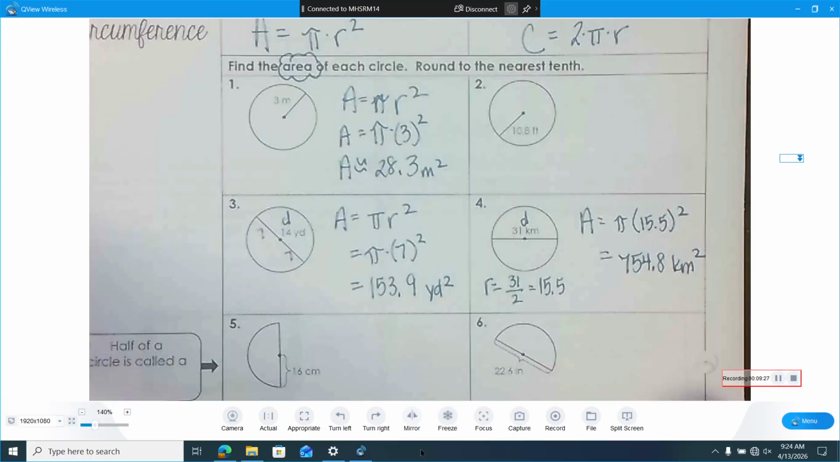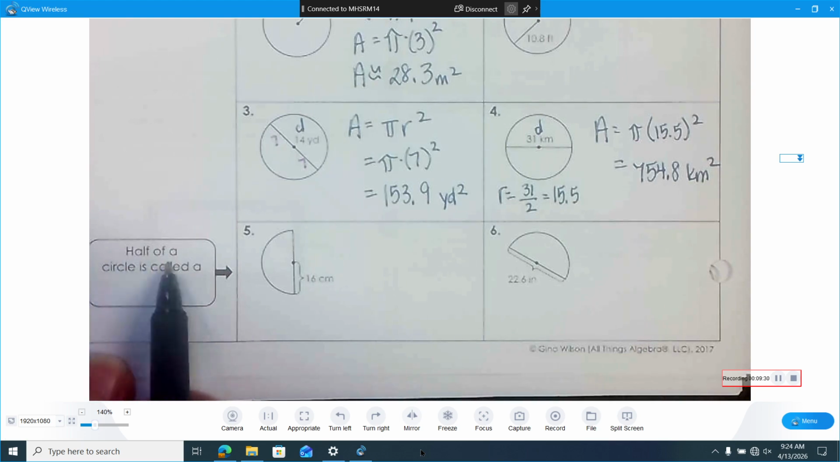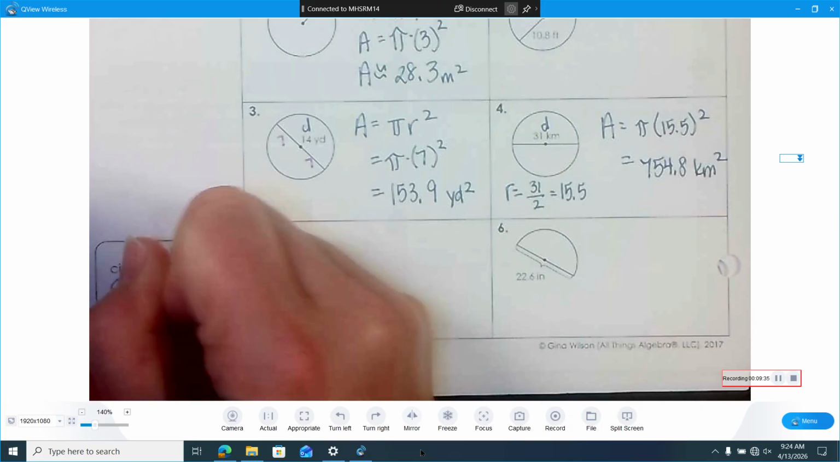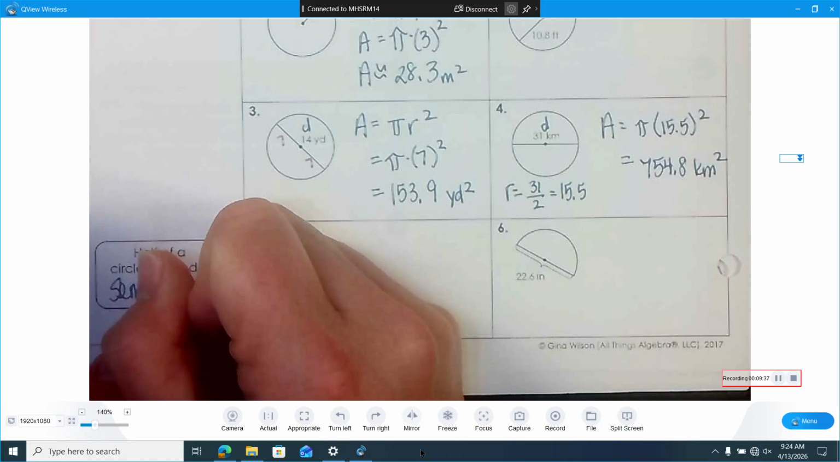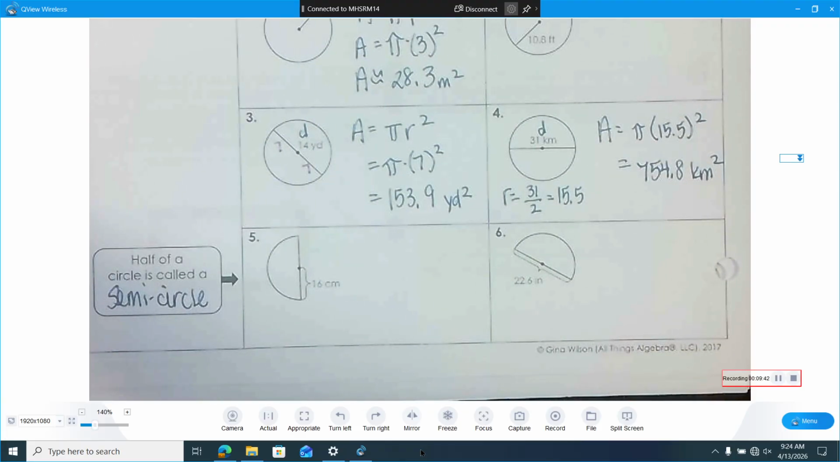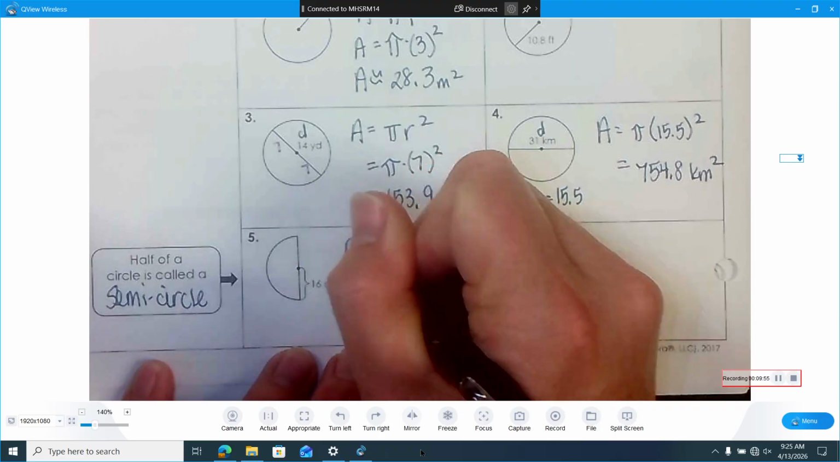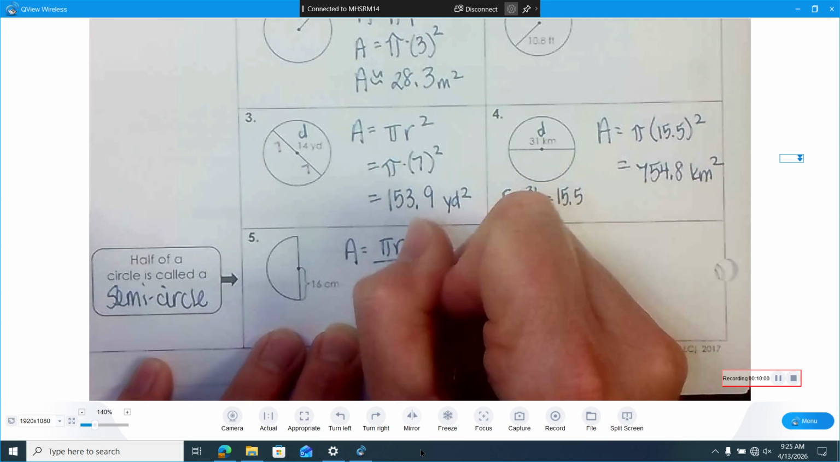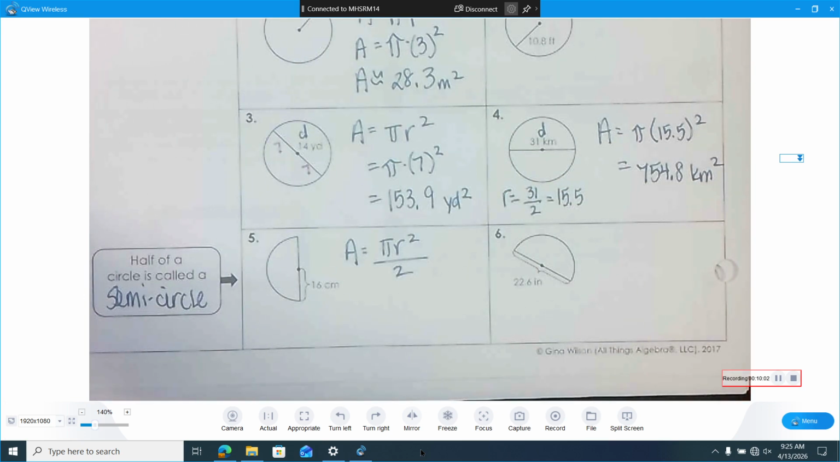Okay. Number 5 and 6. A half of a circle. What do you think half of a circle is called? Semicircle. Very good. Semi means half. And so how do you suppose we're going to figure out the area of a semicircle? Cut it in half. Yeah, take half of it. So to find the area of a semicircle, we're still doing the same thing, pi times radius squared, but we only want half of it. So we're just going to divide it by 2 or multiply by half.